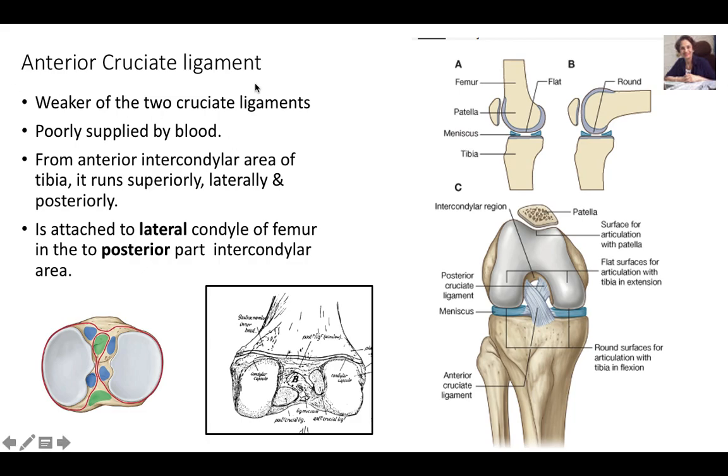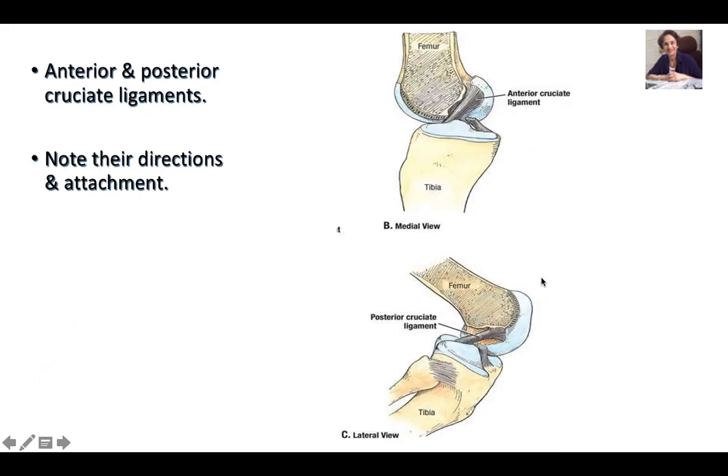So now let's take the anterior cruciate ligament. It is weaker of the two and it has got poor blood supply. What is the direction? It is attached to the anterior intercondylar area of the tibia. From there it travels upwards, backwards and laterally. Here you can see it is going laterally and upwards. Backwards you will see in the next diagrams. Posterior cruciate ligament is attached to the posterior intercondylar area and it goes upwards and medially, but it also goes anteriorly. So we will see this next figure.